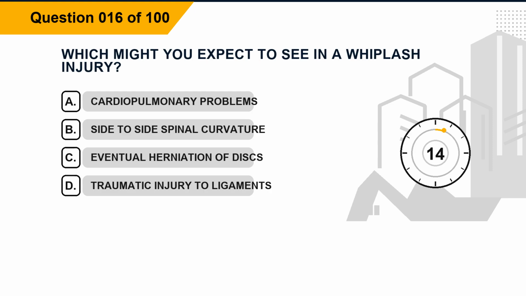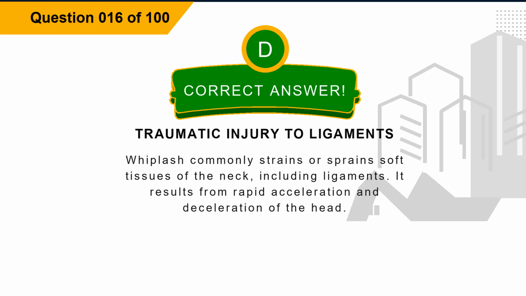Question 16. Which might you expect to see in a whiplash injury? Option A, cardiopulmonary problems. Option B, side-to-side spinal curvature. Option C, eventual herniation of discs. Option D, traumatic injury to ligaments. The correct answer is option D, traumatic injury to ligaments. Explanation. Whiplash commonly strains or sprains soft tissues of the neck, including ligaments. It results from rapid acceleration and deceleration of the head.